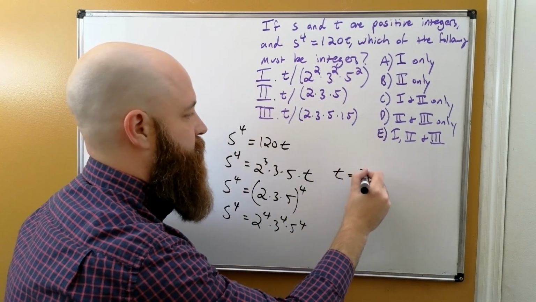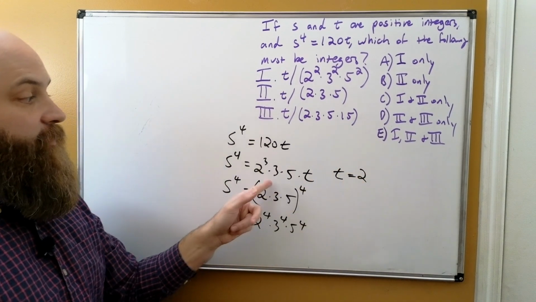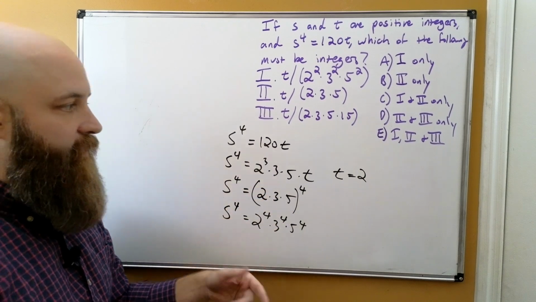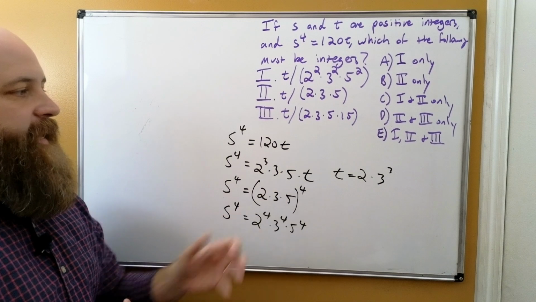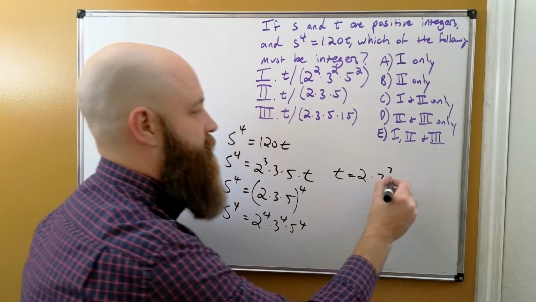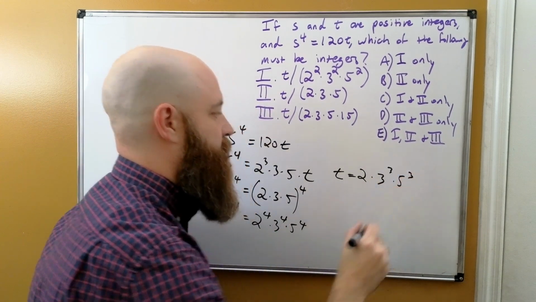So t needs to have a 2 in it. Okay? It needs to also multiply by 3 to give 3 to the fourth. Well, I guess 3 to the third times 3 to the 1 would give 3 to the fourth. So t has to have a 3 to the third. By the same logic, it has to have a 5 to the third.